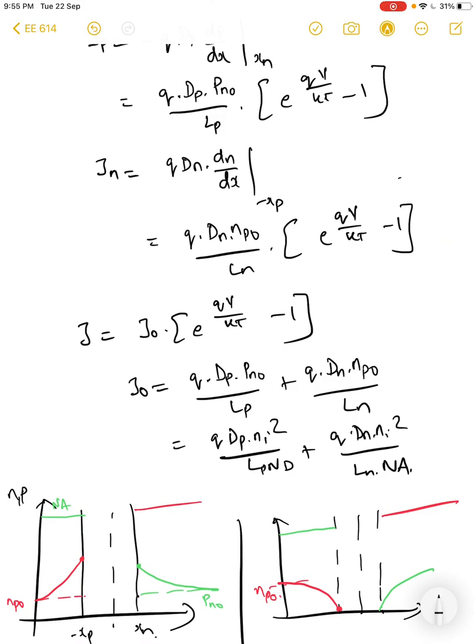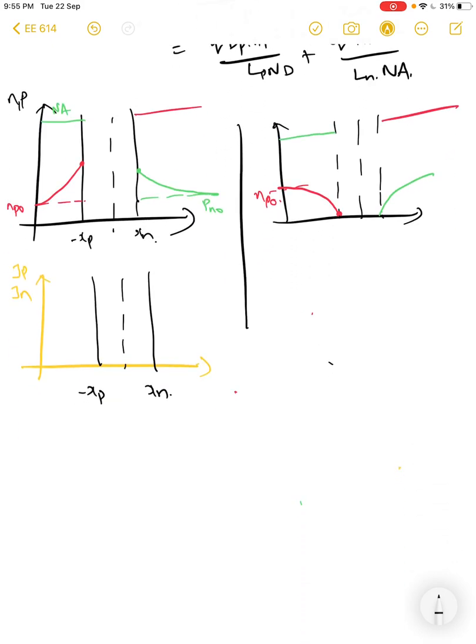x equal to 0, x equal to minus xp, and you will see that the electron component goes with the current density. The current density goes with the electron density. It is constant in the depletion width, as we saw before, and then it will rise exponentially. The same thing will happen for the holes. So this is Jp, this is Jn, which remain constant in the depletion width, and then reduce exponentially, because this is how the hole density changes.